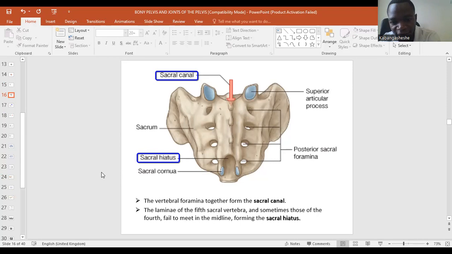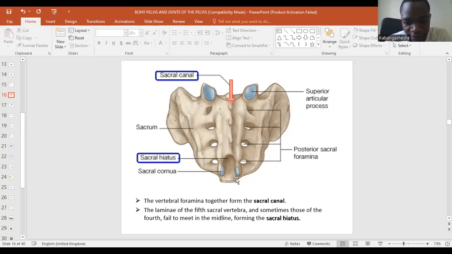Now, the sacral hiatus serves as a point of exit for the terminal end of the spinal cord. The spinal cord is always running and being protected by bones in the vertebral canal. At the tip of the sacral bone, there's a wide area which is open, known as the sacral hiatus, and it serves as an exit for the terminal branches of the spinal cord, what we call the cauda equini. The cauda equini.